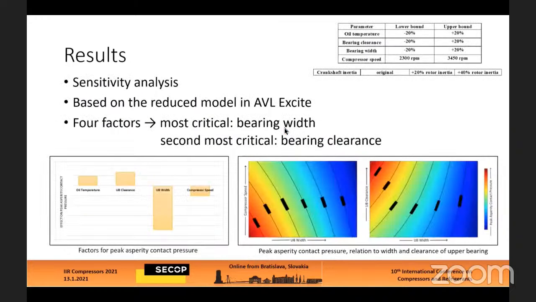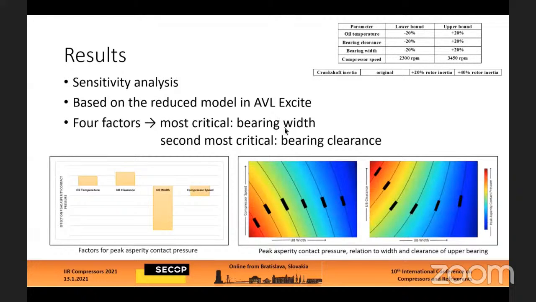For the sensitivity analysis, we chose 5 parameters, and we are changing them basically in a range of 40%, in most of the cases plus or minus 20%. We did that to vary the same amount on each parameter and see which one is the most contributing to the asperity pressure, for example, when we have speed fluctuation on the compressor. Again, based on the reduced model in AVL Excite, the most critical factor showed to be the bearing width, and the second most critical was the bearing clearance.